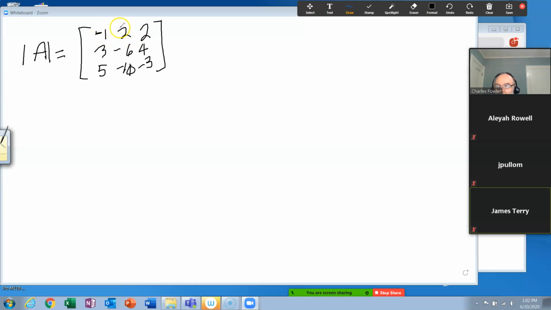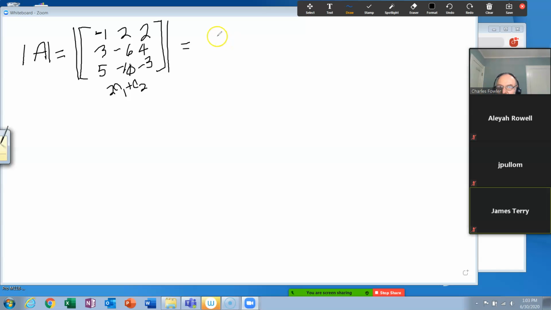2 times column 1, add it to column 2. So let's do that operation. 2 times column 1 plus column 2. Okay, so that would be, oh, I didn't put my determinant bars here. I should have. I'm going to leave off the brackets from now on.